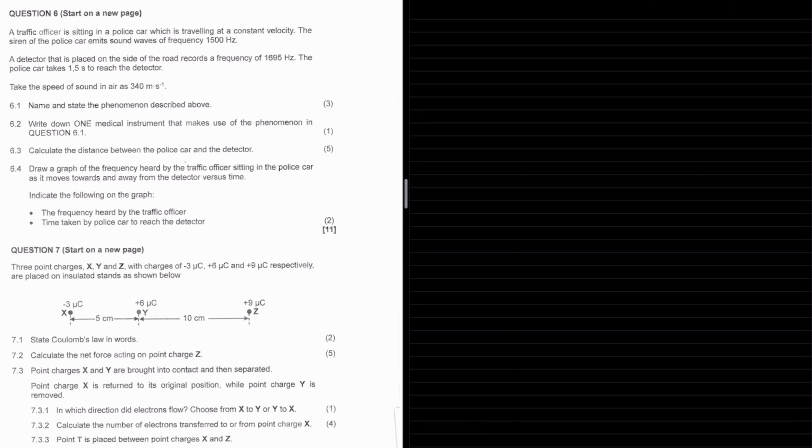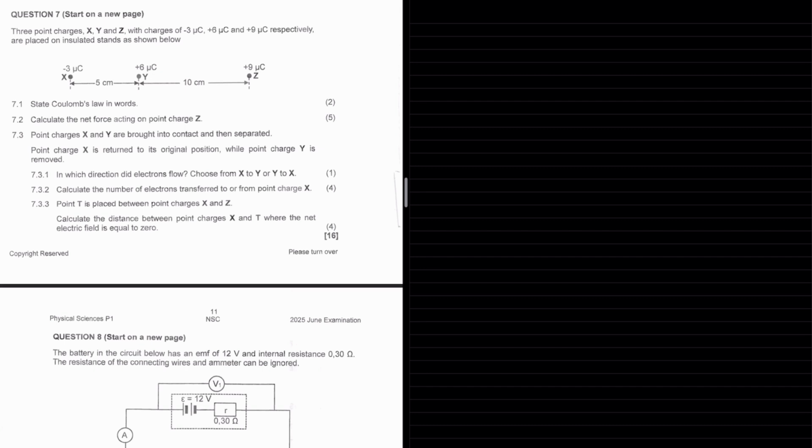Okay, 6.4, draw a graph of the frequency heard by the traffic officer sitting in the police car. Now you could think of it as a trick question because the traffic officer is sitting inside the vehicle. So the frequency that the traffic officer is going to hear is the frequency of the source. It's not going to be changing at all. And so if you have to draw the graph, it's simply going to be 1500 here, straight across, and 1.5 seconds when he reaches the detector and when he passes the detector. So there's no change in the frequency heard by the traffic officer because he's sitting inside the vehicle.